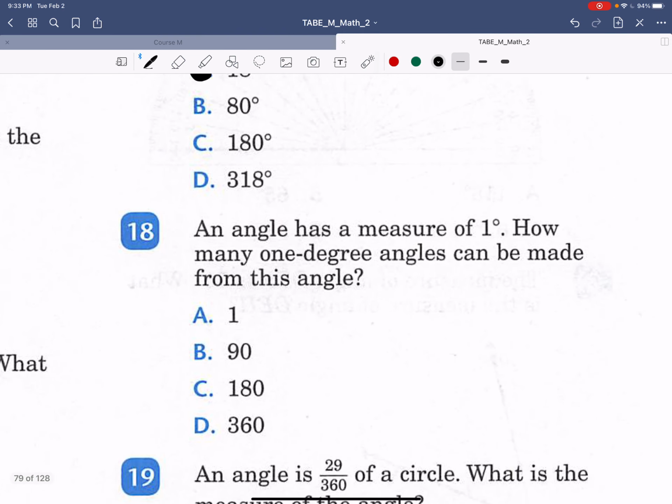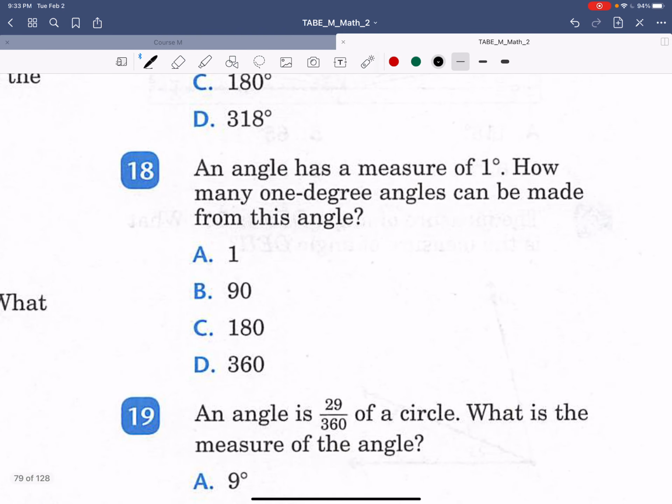An angle has a measure of 1 degree. How many 1-degree angles can be made from this angle? Well, if it's 1 degree and you're dividing it by 1 degree, that's only going to work 1 time. So that is number 1.